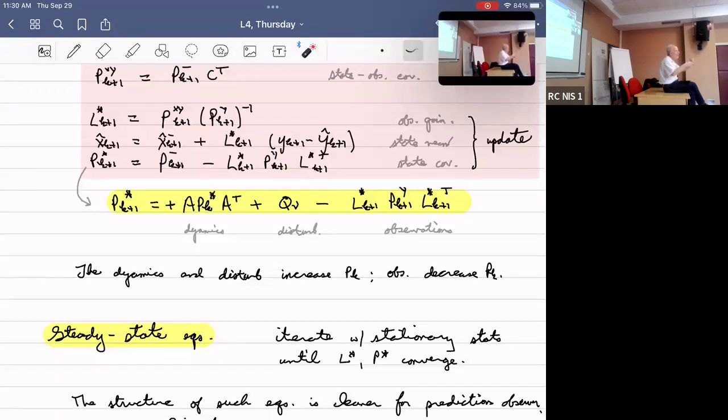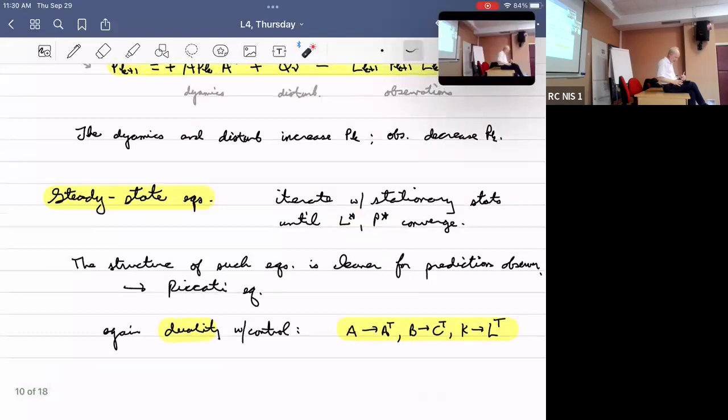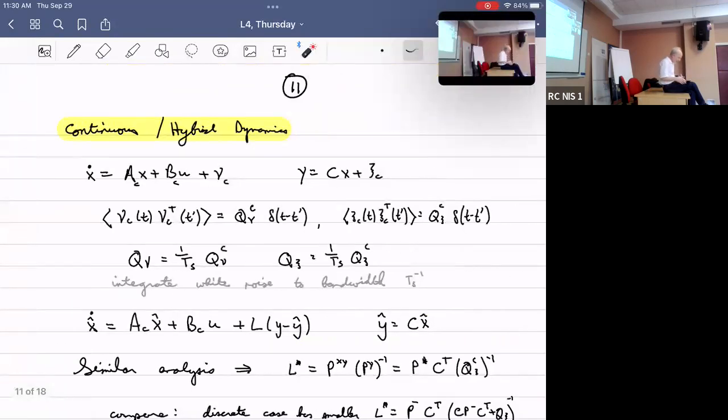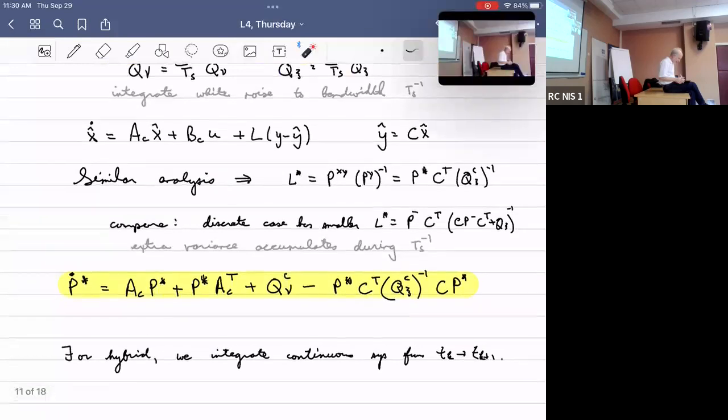And if you remember the discussion we had about duality, you could think of a system being controlled as dual to one being observed, where A goes to A transpose, and the input goes to the output. In this case, the control will go to the observer gains. So if you make this correspondence, it's formally exactly the same problem. And so in some sense, we have to have the same thing.